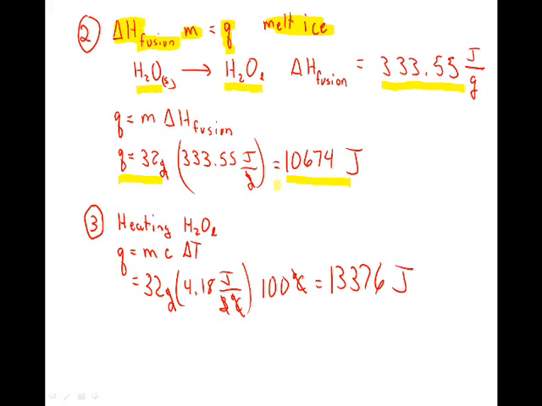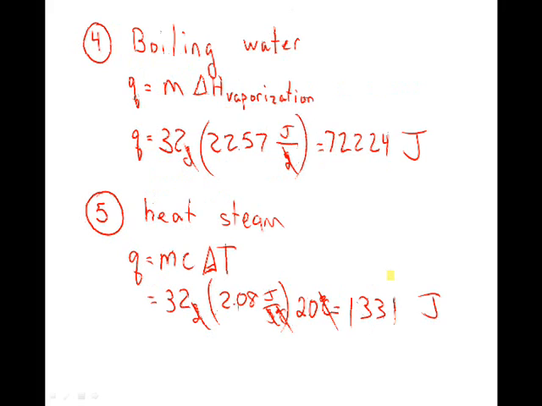In the third part of our graph, we're heating liquid water. And so the heat required to change the temperature of that water is the mass of the water times the specific heat of liquid water, that's the 4.18 joules per gram degree Celsius, times the change in temperature. And that gives us 13,376 joules for the third area of the graph.